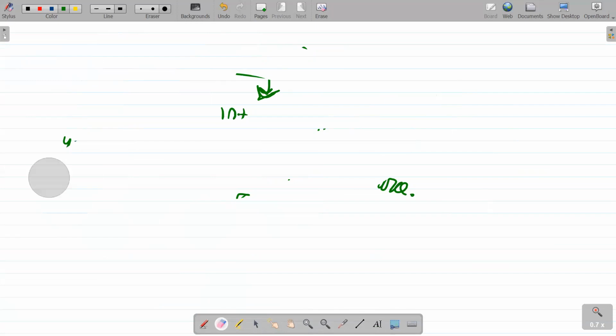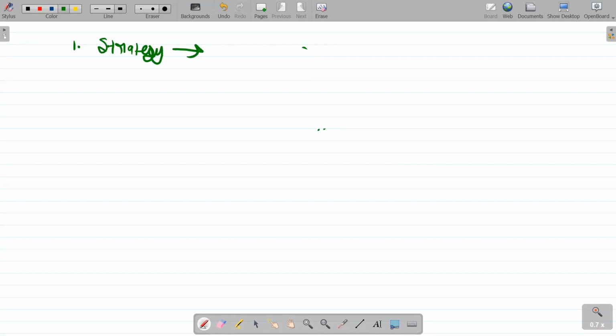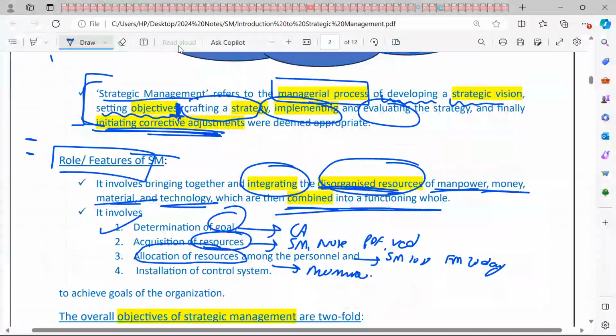Achha, tell me, we will integrate our things. How will we integrate? What all have we studied in the last half an hour? First of all, we have seen what is the meaning of strategy. What have we seen in the strategy?